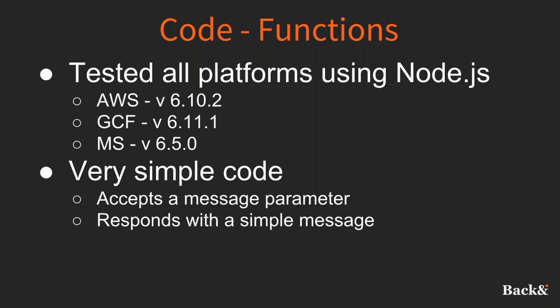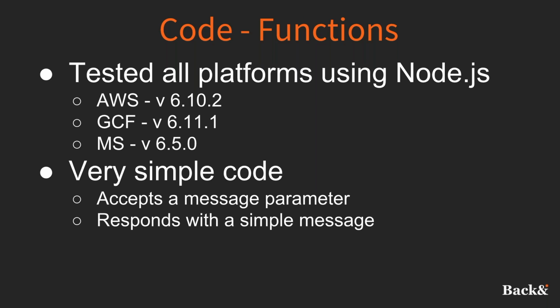All of the serverless functions are written in Node.js, and very quickly we ran into a problem in that we can't do a direct version comparison, because each provider uses a different version of Node. AWS has Node 6.10.2, Google Cloud has 6.11.1, and Microsoft has version 6.5. AWS also offers Node 4 and an additional Node version, but I'm not too concerned about that. So there could be some variation in these results based on the fact that we're just using different Node versions.